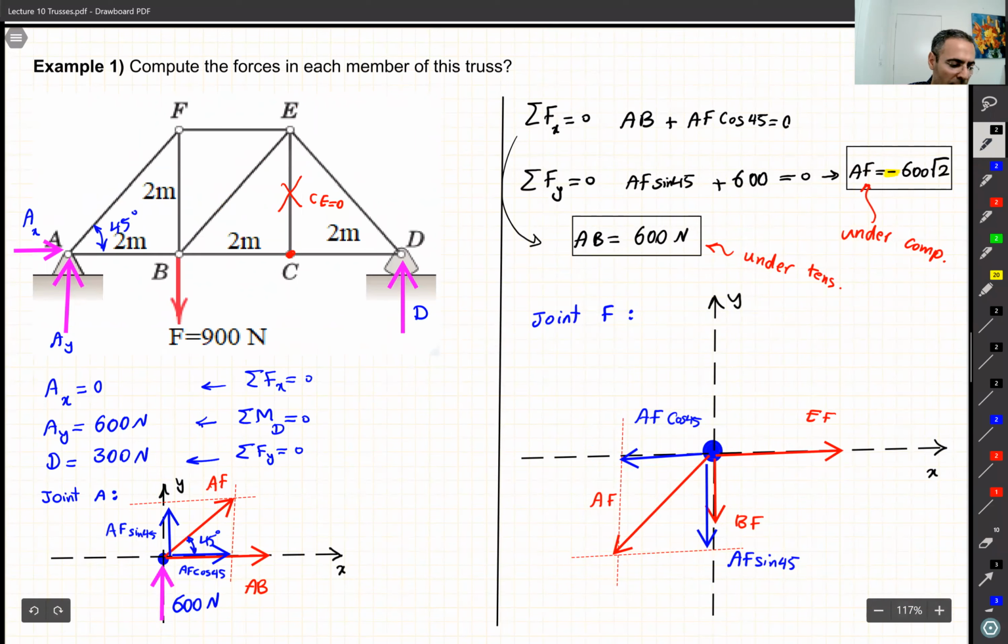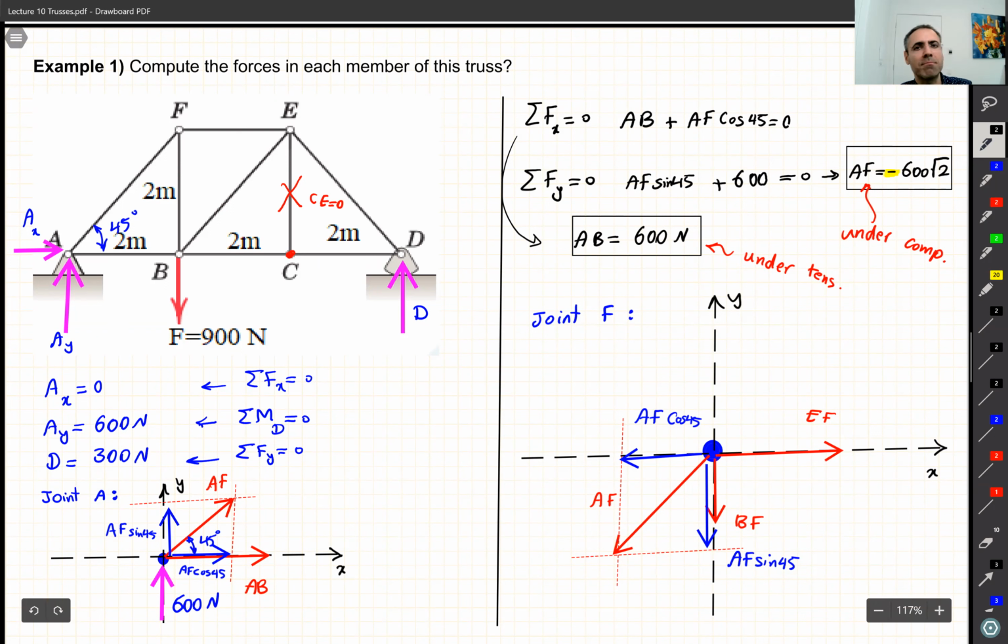Draw the diagram later for joint B and find out the rest, right? So as you can realize, this method is really boring. It's really slow. And imagine that you have a truss that has 100 members. So it means you have like 100 joints that you need to solve, right?